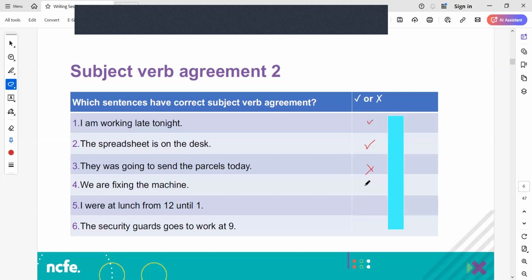We are fixing the machine. Correct. Good. I were at lunch from 12 until 1. Wrong. What should it be? I was. Well done. The security guards goes to work at 9. Wrong. Yeah. What should it be?